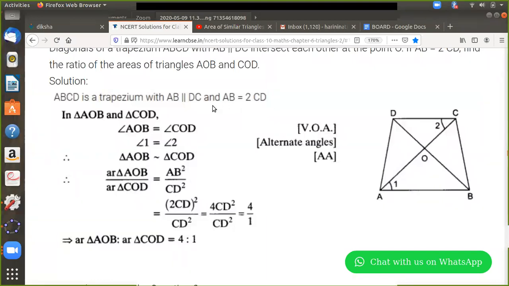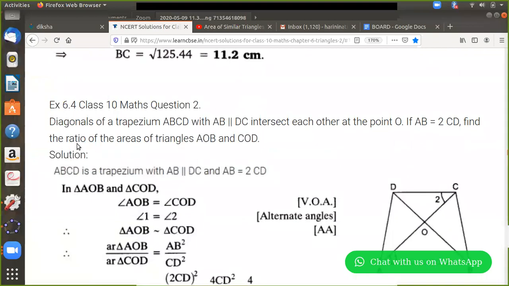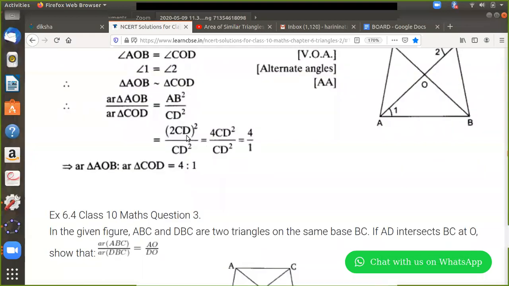AB is 2 times CD. All right. And because that is given, I can find the ratios of the areas of these two triangles because I can write CD in terms of AB or AB in terms of CD. So I will get a beautiful number which I will represent as the answer.